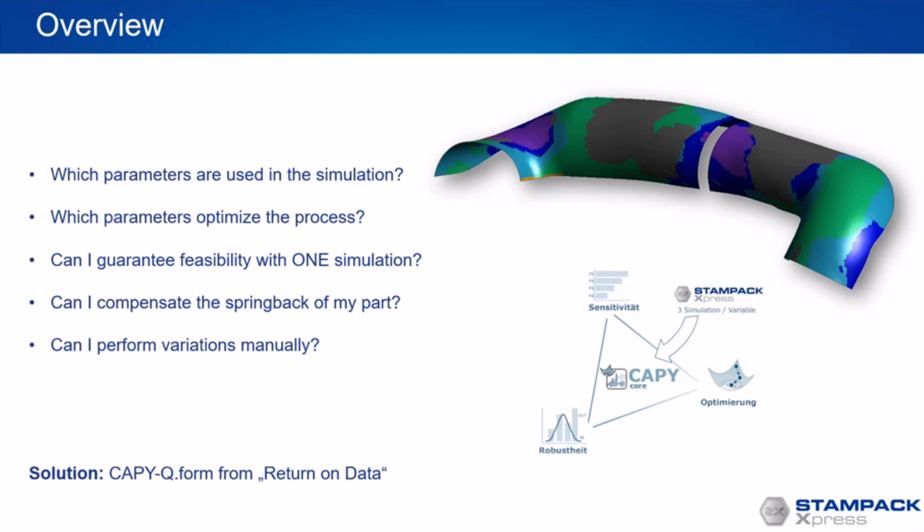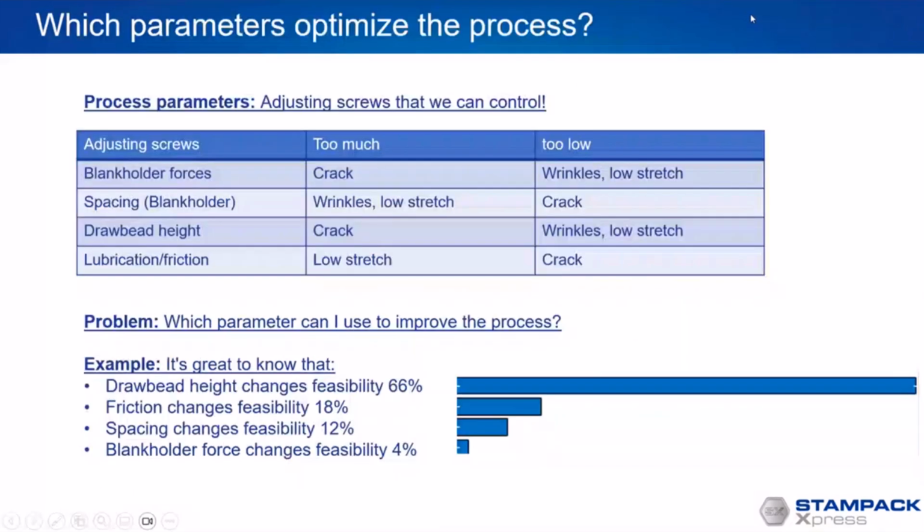The last quite easy question is, imagine you have good quality material and bad quality material. Can I make all the necessary variations to quantify what is good and bad? Can I do this all manually by just changing the parameters? These are the key questions that we want to discuss, and the solution to answer these questions will be, in the end, the new module CAPY-Q by Return on Data. So let's start.